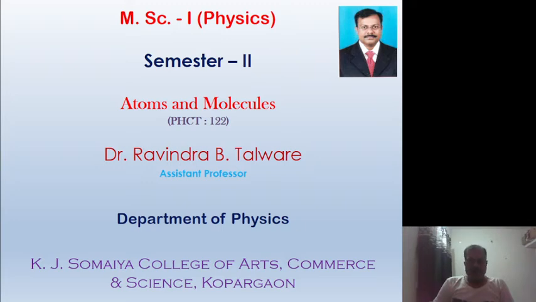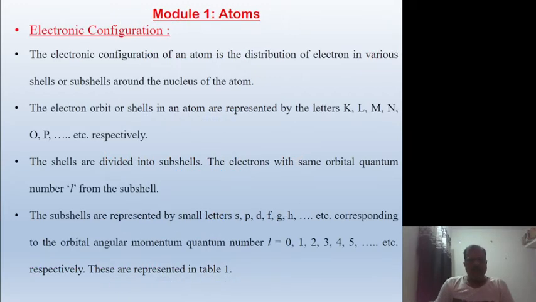Now we have to discuss the next article, electronic configuration. We have already discussed it in TYBSc Physics. What is the electronic configuration? The electronic configuration of an atom is the distribution of electrons in various shells or subshells around the nucleus of the atom. We are all familiar with shells and subshells. There are four types of shells and many types of subshells.